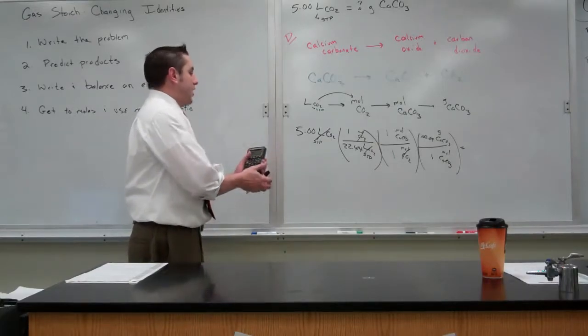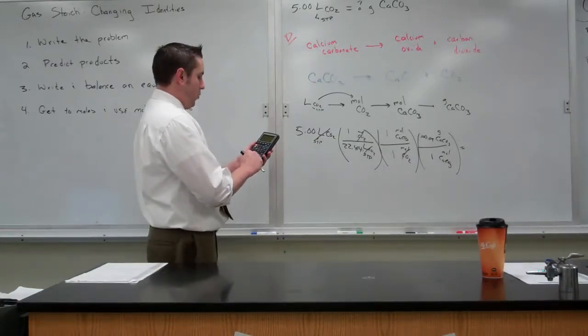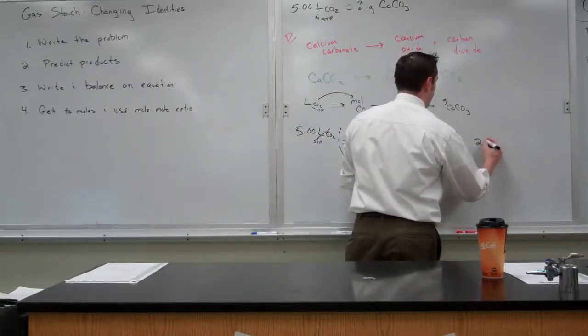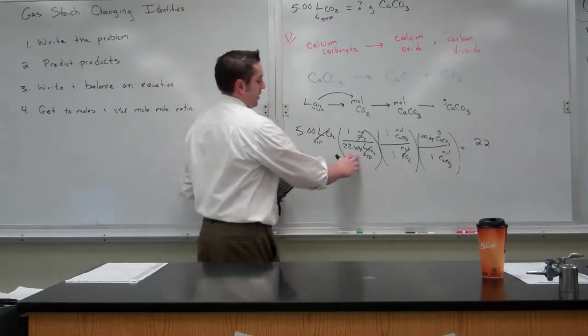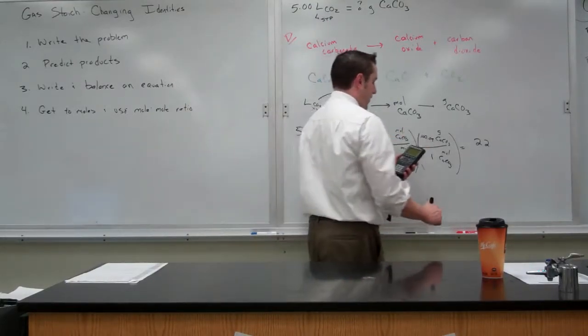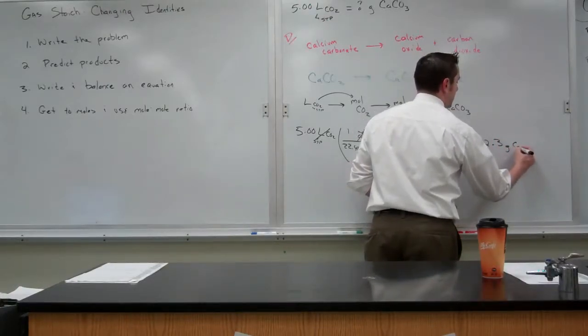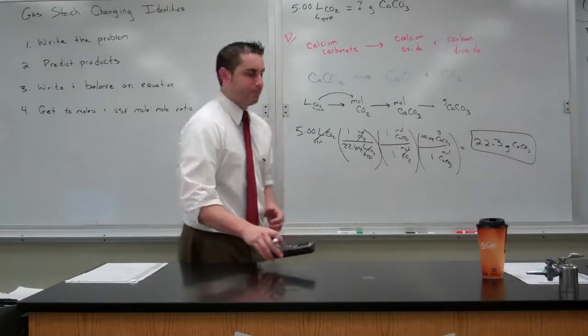So if I take out a calculator, 5.00 divided by 22.414 times 100.09, you'll get a number of 22.3275. 3 sig figs, 5 sig figs, 5 sig figs. I get 3, so 22.3 grams CaCO3 would be needed.